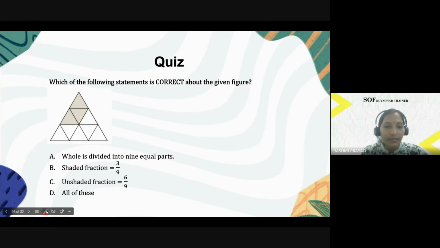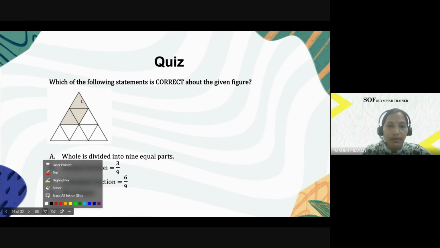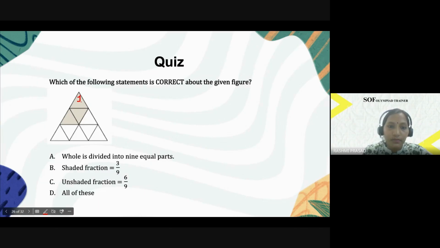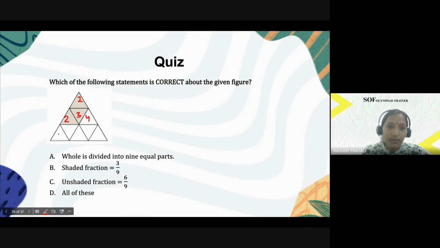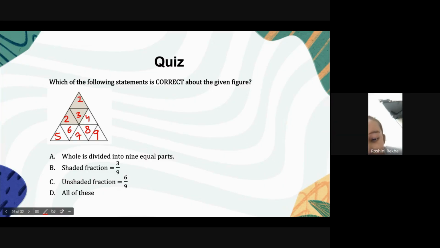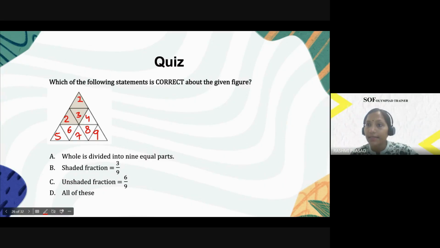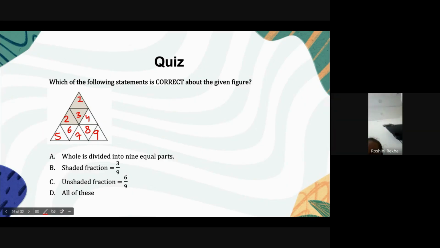Wait, let me write it down here. I'll write the number. So this is first part. This is 1, 2, 3, 4, 5. Each triangle I'm counting inside, right? 6, 7, 8, 9. So how many equal parts? 9, right?